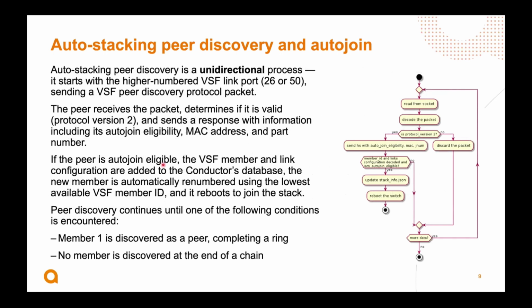So how does peer discovery work? It is what we call a unidirectional process, so it only goes in one direction when you kick it off from the stack conductor. It starts with the higher numbered of the 2 VSF link ports. On a 24 port switch, that's port 26, and on a 48 port switch, that's port 50. The way it works is if the VSF link port is up when auto stacking is initiated, we send a peer discovery protocol packet from the conductor to the first peer in line, from port 50 or 26 to port 25 or 49 on the peer.